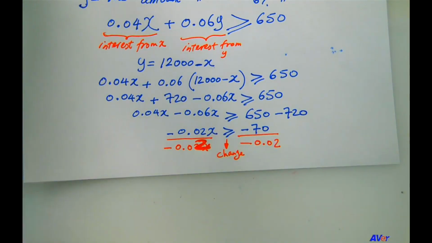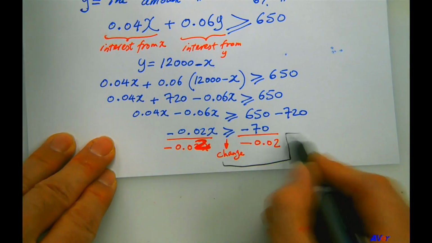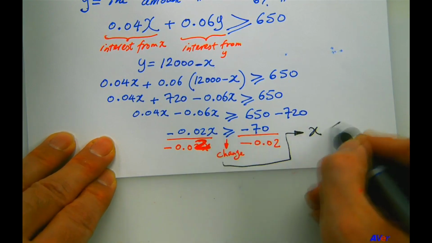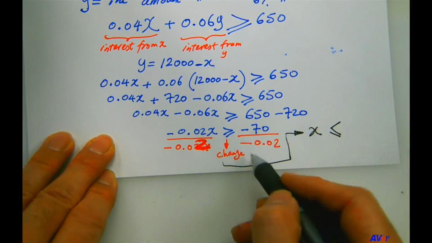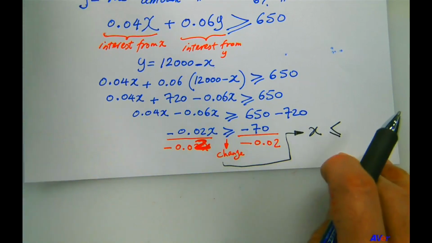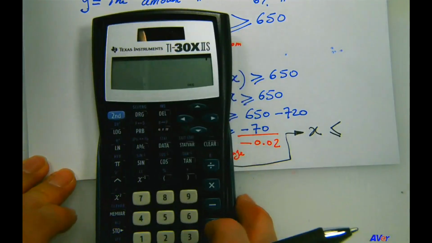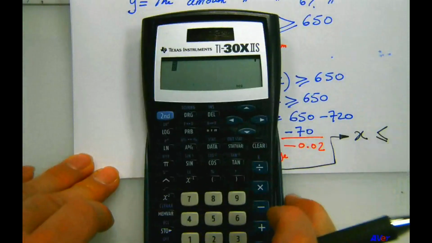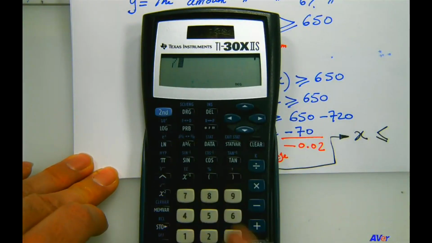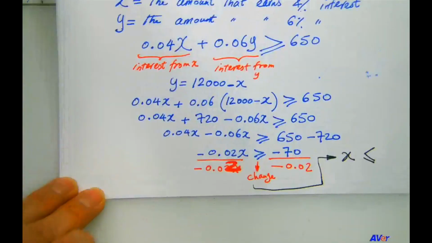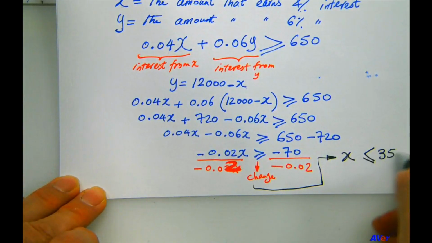And I'm running out of room there. So let me come up here. So we have x, change that to less than or equal to negative 70 divided by negative 0.02. It's going to be a positive number. And that positive number, well, let's see on the calculator. Let me bring this into the screen. So 70 divided by 0.02, 3,500. So that would be x less than or equal to $3,500.